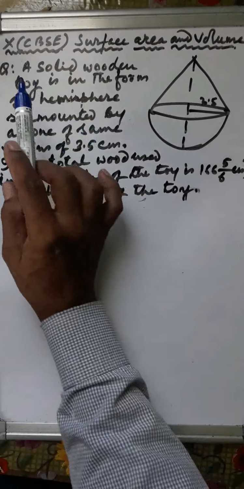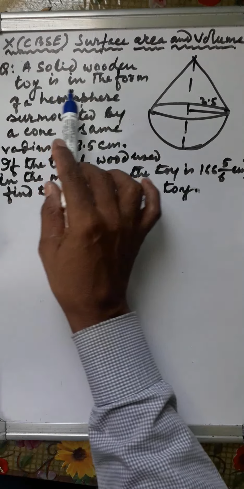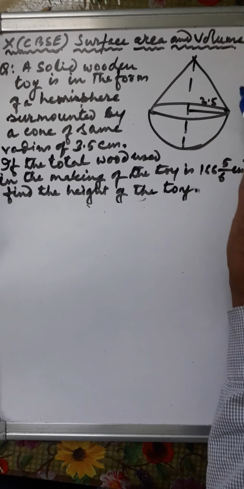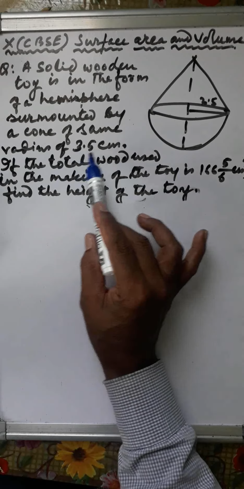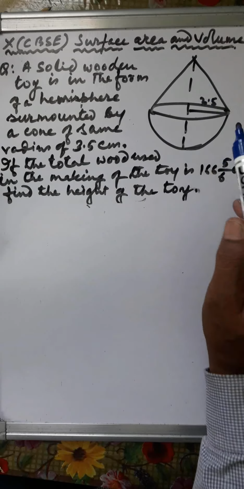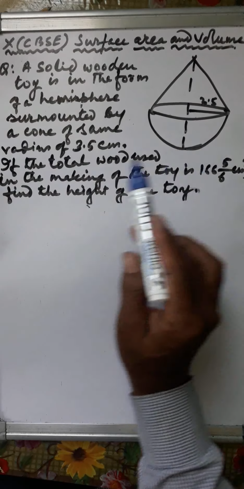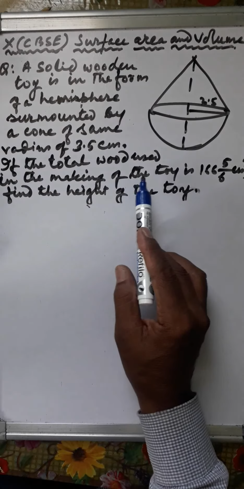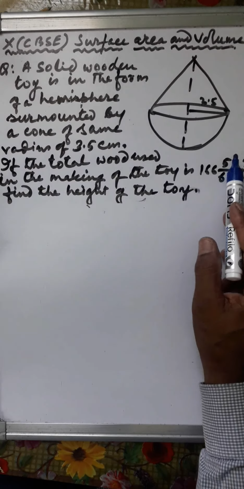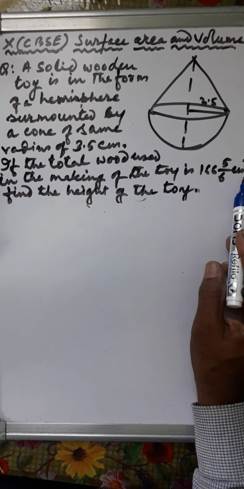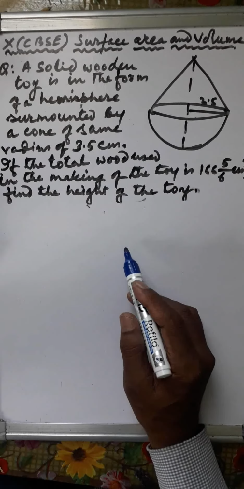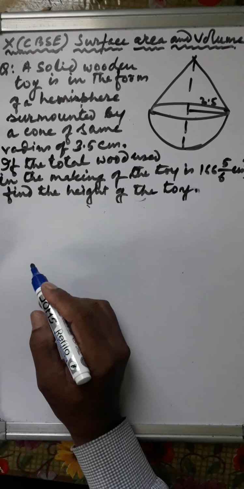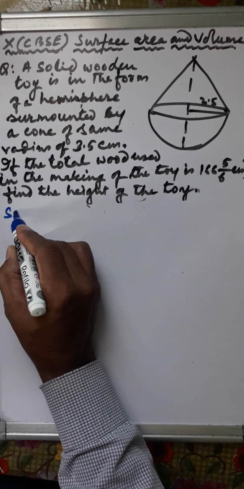So the question is here: a solid wooden toy is in the form of a hemisphere surmounted by a cone of the same radius, 3.5 centimeter. Both have the same radius, 3.5 centimeter. If the total wood used in making the toy is 166 and 5 by 6 centimeter cube, that is, the total volume of the toy, find the height of the toy. You have to find the total height of the toy. So here is the solution.